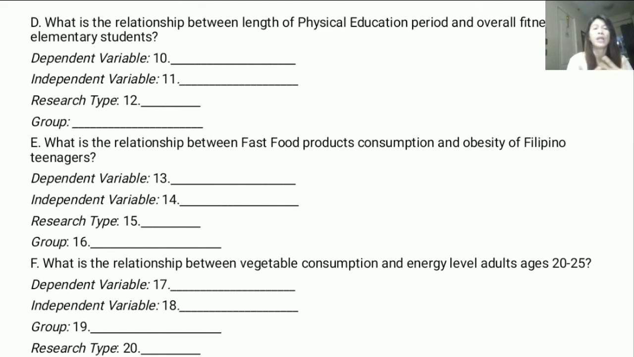So you are correlating the two variables. So this one, you want to explore whether the length of physical education is related to or has a significant relationship with their overall performance. So this will fall on the correlational type of research.